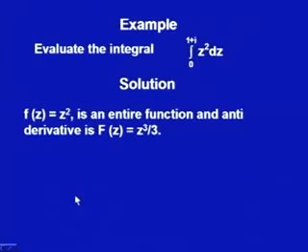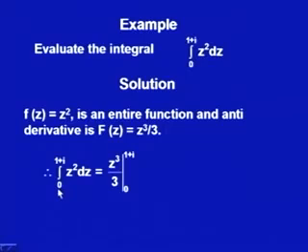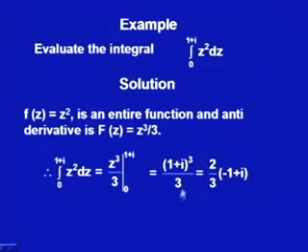So, according to the result which we found, the integral from 0 to 1 plus i of z square dz should be z cube by 3 evaluated from 0 to 1 plus i. That says it is (1 plus i) cube by 3, or it is 2 by 3 times (minus 1 plus i). You can compare this with the result which we found in the last lecture.